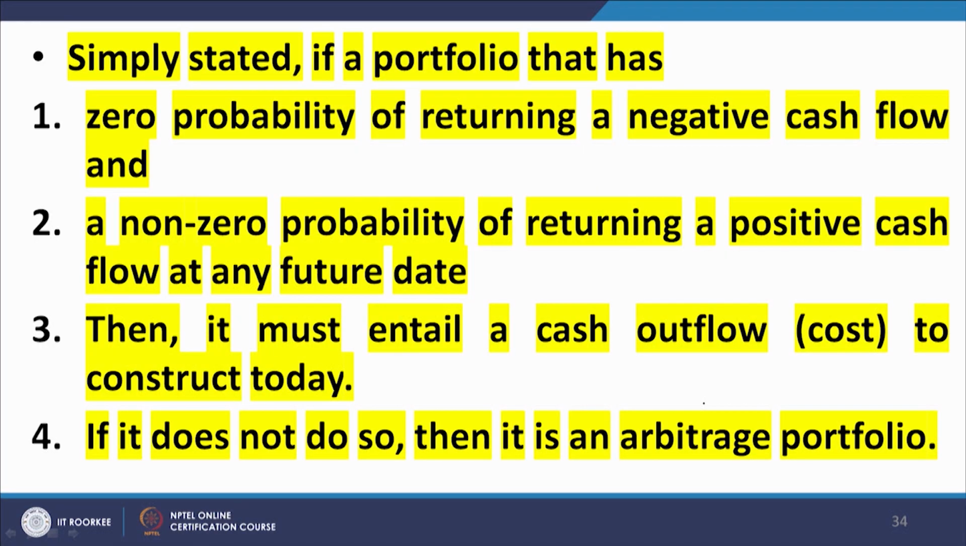Putting it more simply, in more conversational language, if a portfolio has 0 probability of returning a negative cash flow, that is, it is certain to return either a 0 value or a positive value at maturity or at any future date, then it must entail a cost, a cash outflow. Please remember, cost is a cash outflow. So, it must entail a cash outflow to construct that portfolio at t equal to 0.